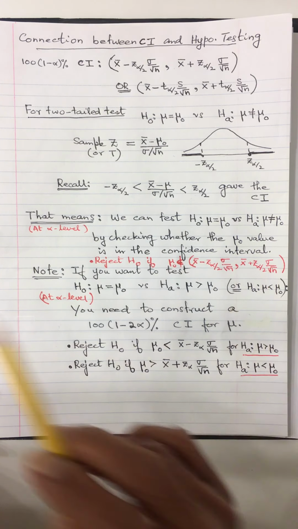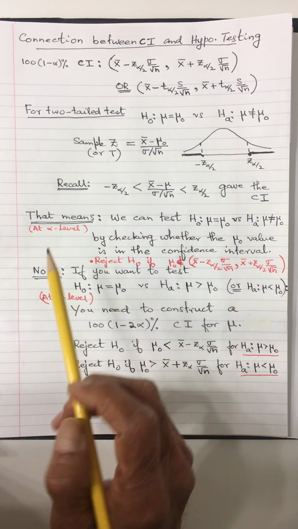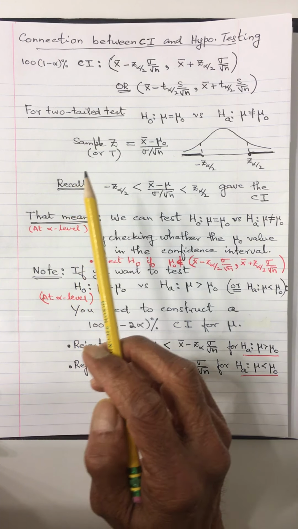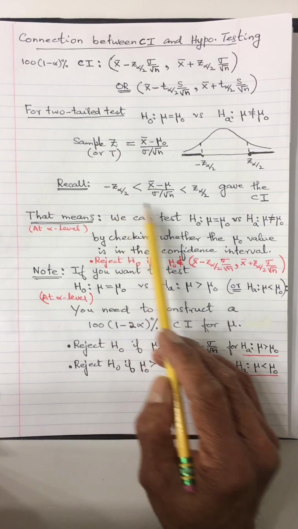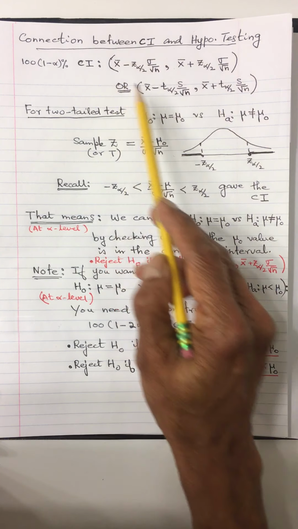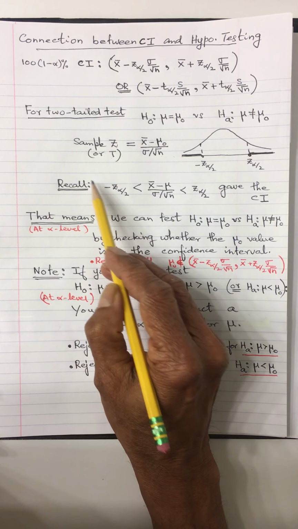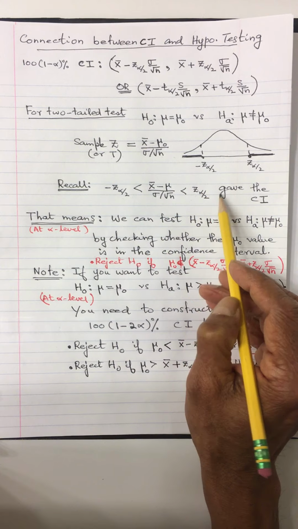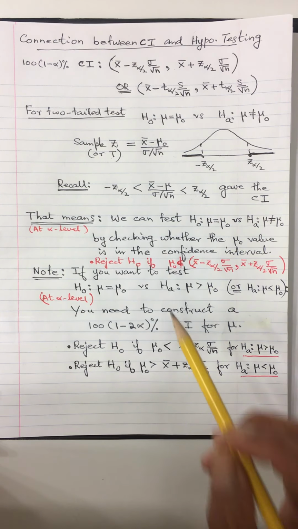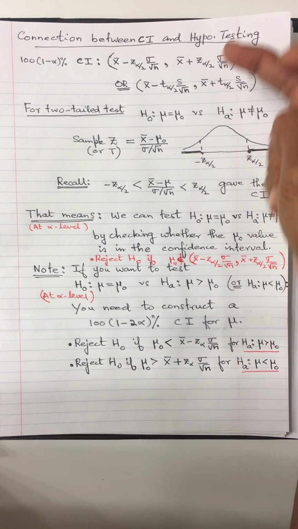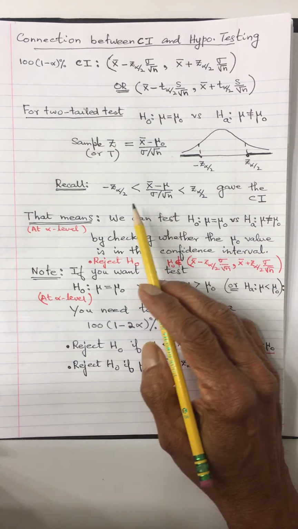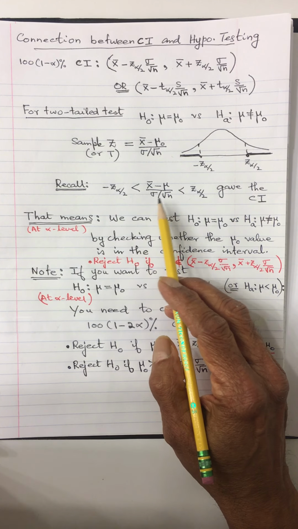Now if you go back and look at the construction of confidence intervals, we used this probability statement to construct the confidence interval, and then we ended up getting this interval. So this is the connection we use to get this interval. If you cannot remember, please go and check it out.